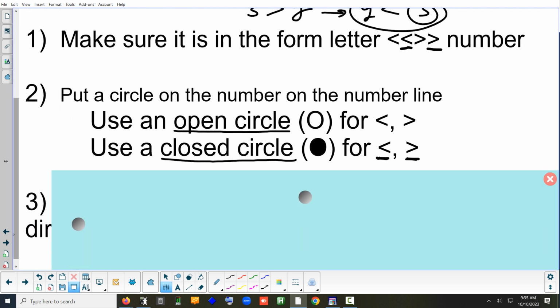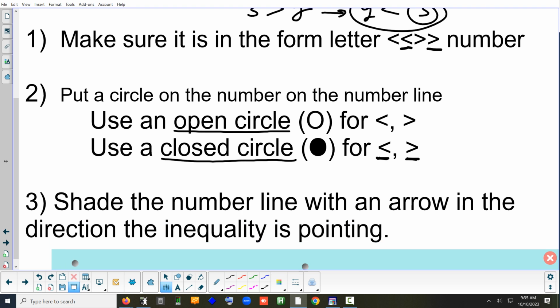Now the last step, step 3, is to shade the number line. So you're going to start at the circle that you just made. If you had a greater than or a less than symbol, you had the open circle. If you had the greater than or equal to or less than or equal to, you'd have the filled in circle. And then you're going to draw an arrow from that circle in the direction that the inequality is pointing.